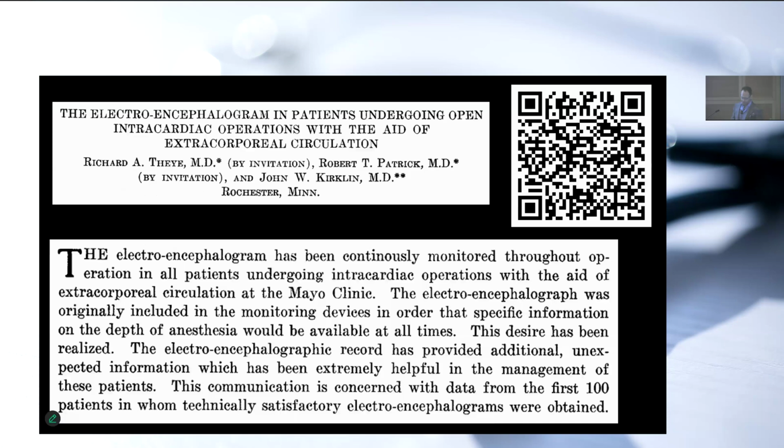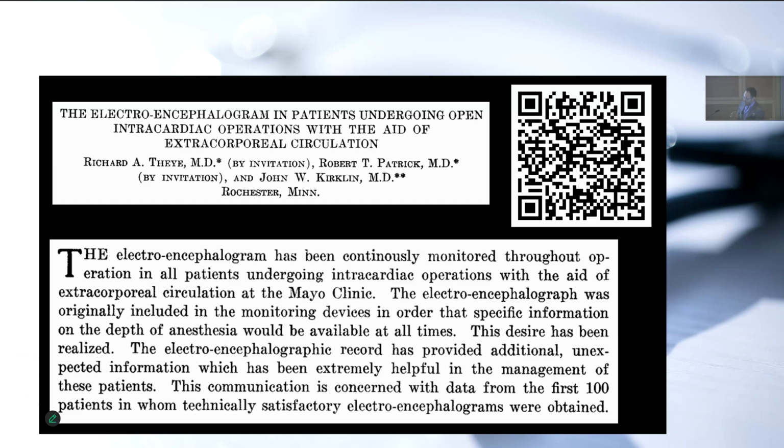So if you fast forward just a few years, we're now in 1956, I believe it was. This group is looking at the EEG. They've applied it already in their practice in cardiac surgery, and they're going to ask, can we use this to find changes associated with going on pump?